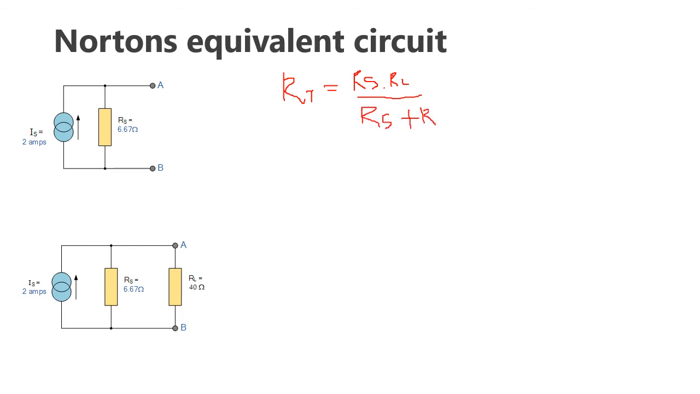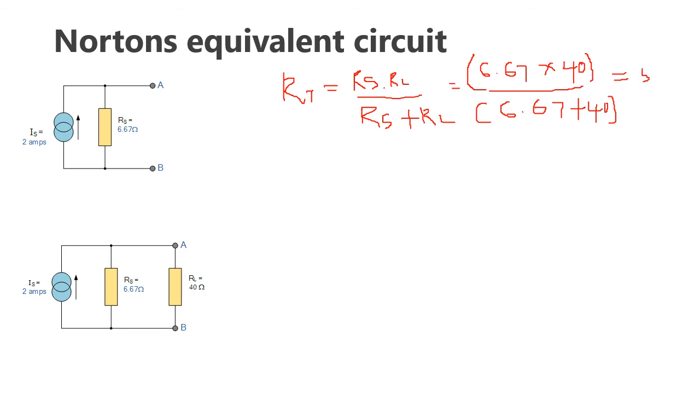Then we have to substitute the values. For RS, 6.67 ohm, and for RL, 40 ohm. If we solve this equation, we will get the value for RT as 5.72 ohm.